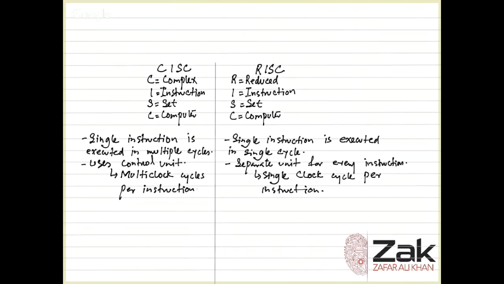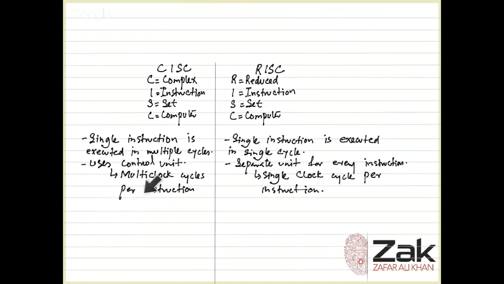By the way, this single instruction, single cycle thing is just fictitious. For example, if it is LDI, LDI will be completed in 3 cycles. CISC uses a control unit. Why a control unit? Because it has to actually see how everything is going on.